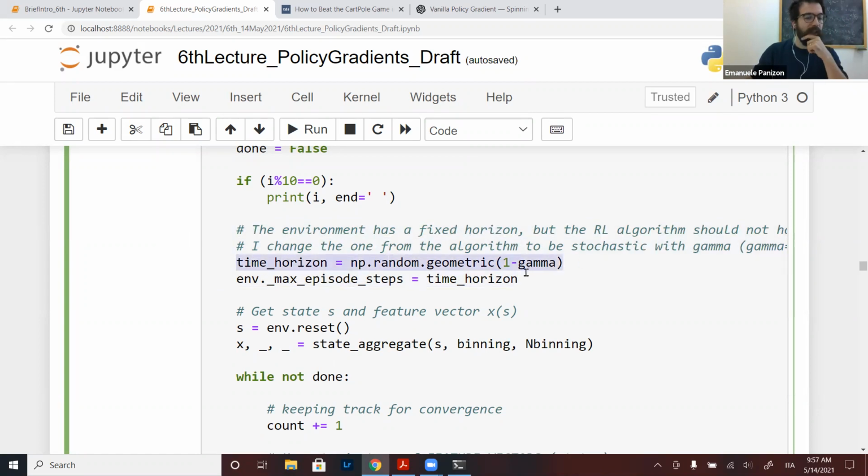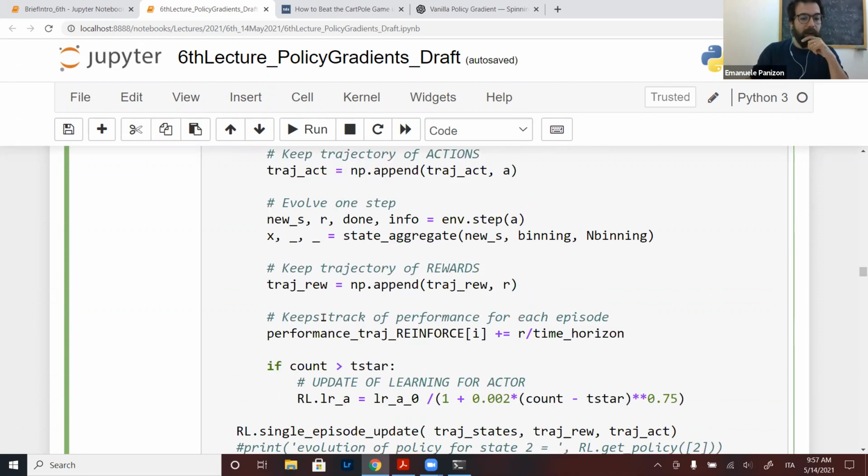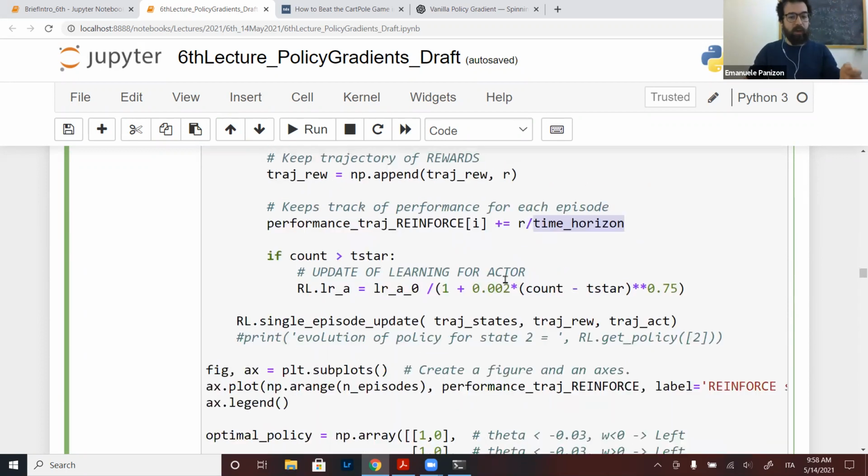The time horizon is a stochastic number, and then I'm ending the episode at a certain point, which makes everything nice, because, do you remember, last time the performance was the number of how many steps it went? But now I can divide the number of steps by the time horizon. So I will get a number from 0 to 1. 0 means that it has died immediately. 1 means that it has reached the terminal state, not by falling down, but because it has stochastically terminated at some point.